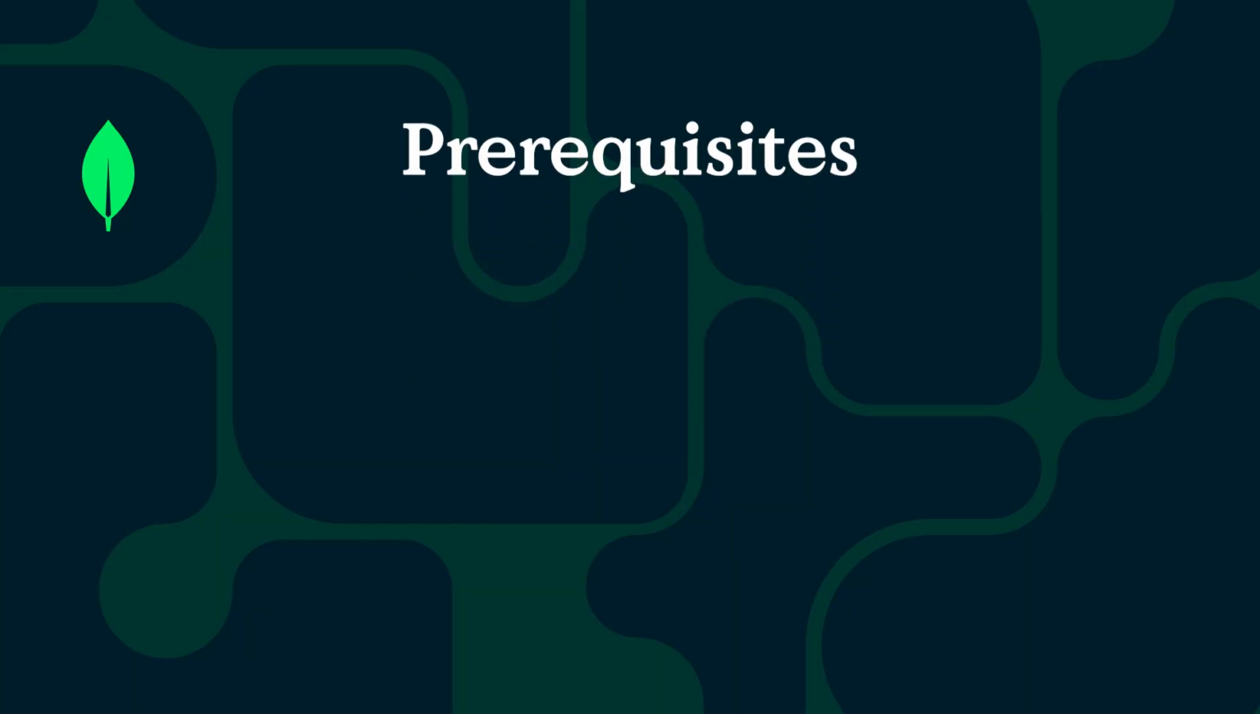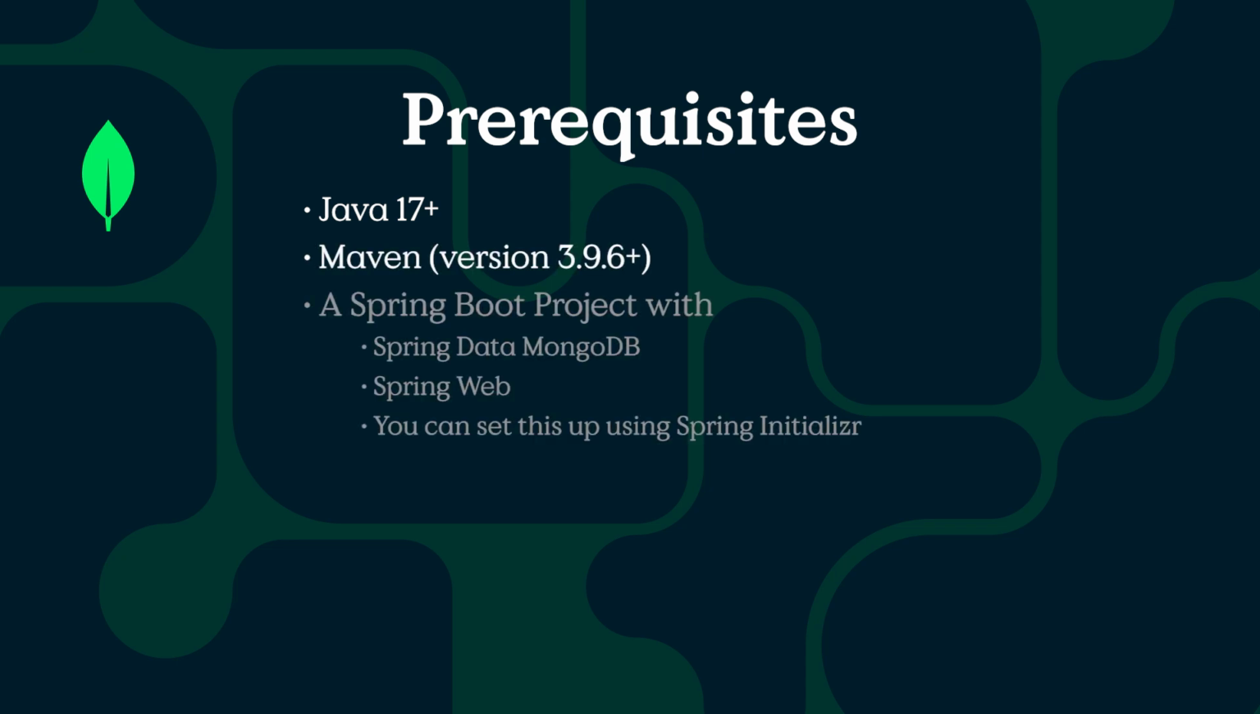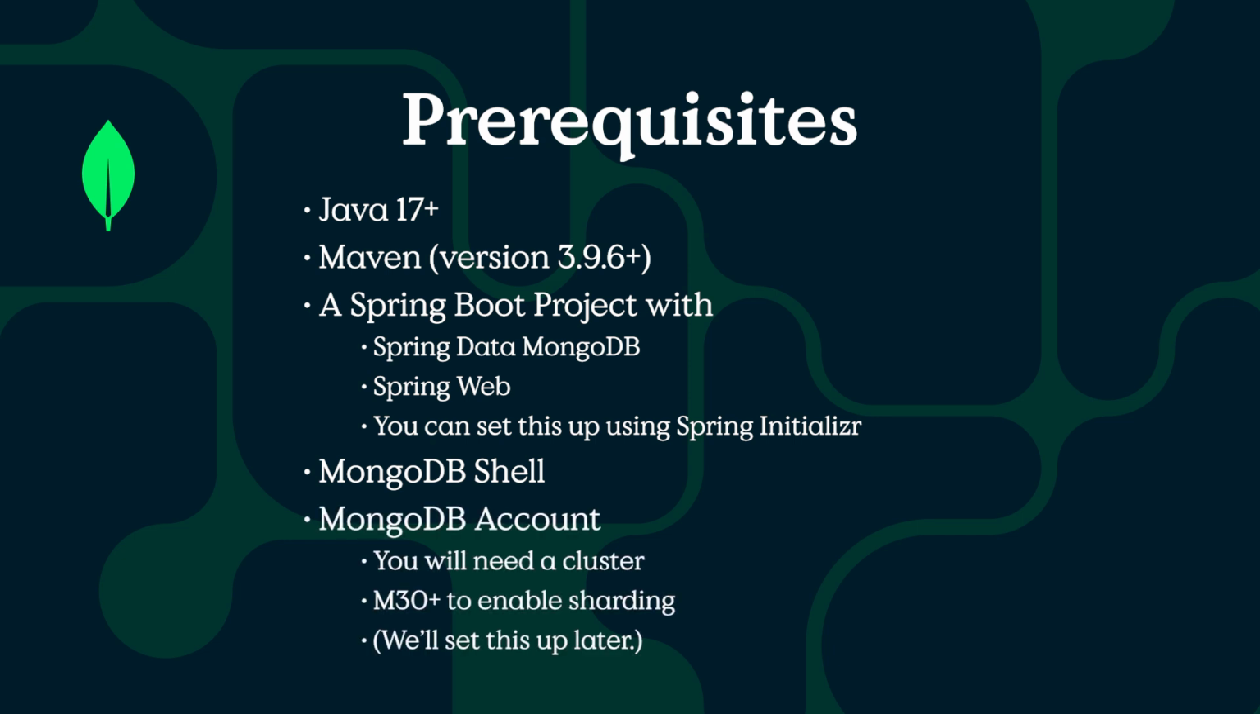So before we get started, there's a few things we'll need. First is Java installed on your machine, version 17 or higher. We'll also need Maven, version 3.9.6 or higher. You'll also need a Spring Boot project with Spring Data MongoDB and Spring Web installed as dependencies. You can set this up yourself using Spring Initializr, or you can clone the project that we have linked to in the video description. You'll also need the MongoDB shell for interacting with your MongoDB database, and you'll need a MongoDB account.